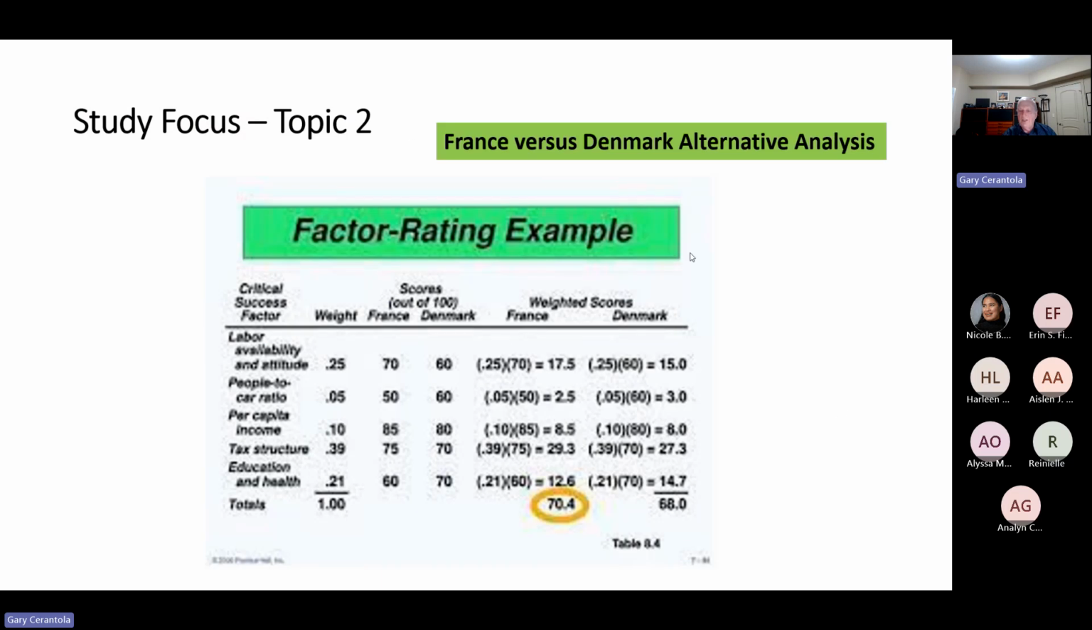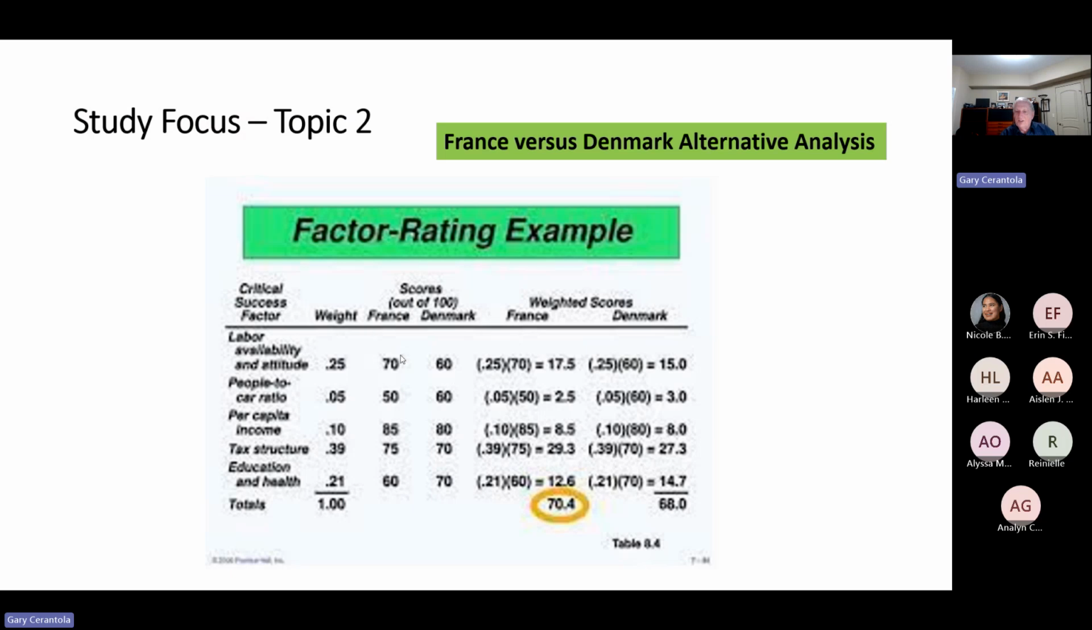So here's an example now. Labor availability is worth 25% of the decision making, right? So 0.25 out of 1. You can see that tax structure is the most important factor. It's almost 40% of the decision making. So what you do is you have a score for that labor availability. You're looking at either locating in France or Denmark.